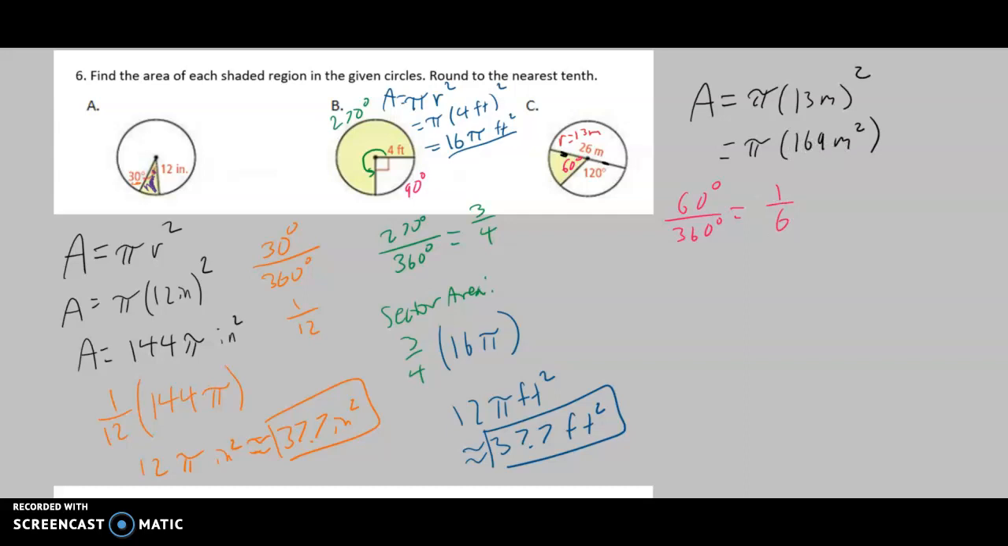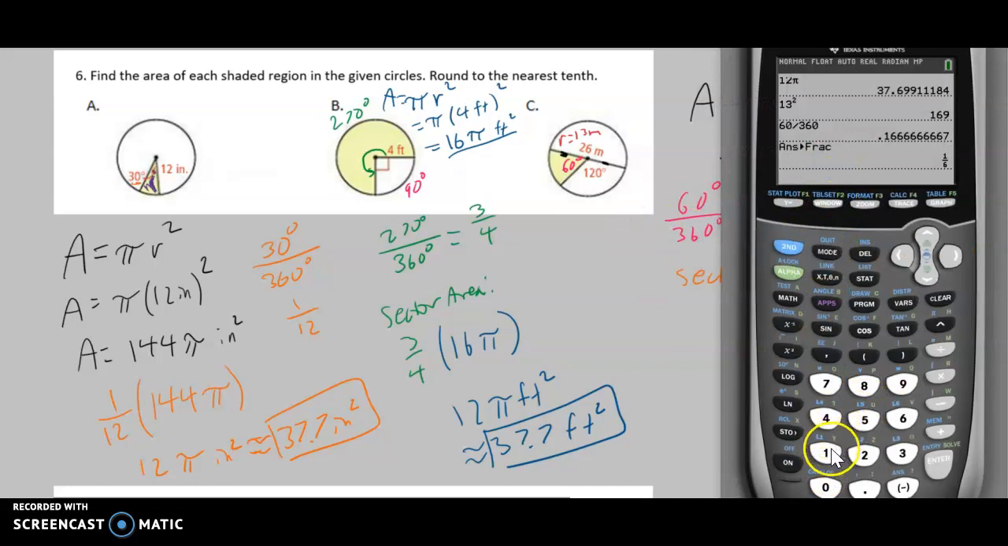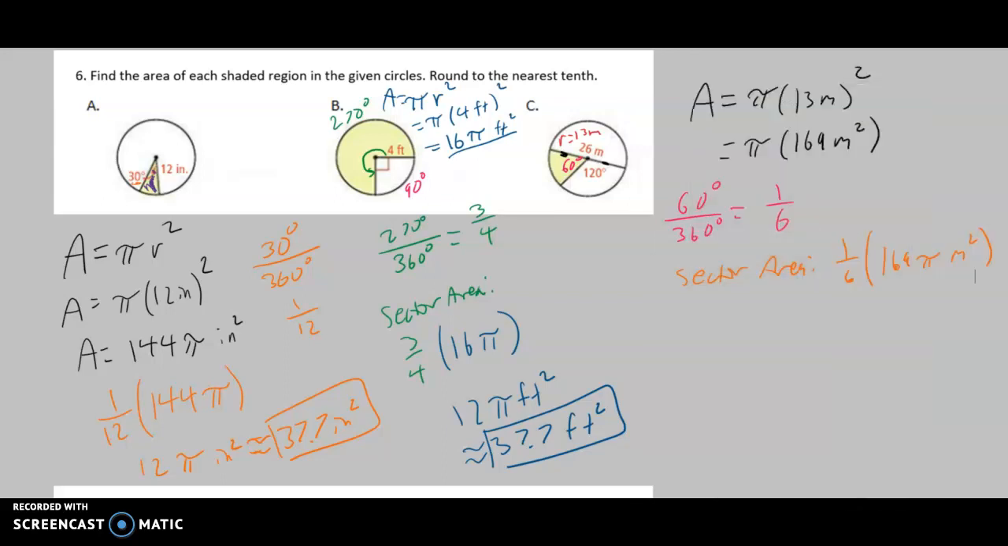So the area of the sector will be 1/6 times the area of the full circle, so 169 pi square meters. So the last piece here is just to figure out what that is. So if we do 169 divided by 6, yep, that's already going to give us an ugly decimal, so that's fine. So that's 169 divided by 6, but we also have to multiply by pi. Don't forget that. Sometimes people forget to multiply by pi. So that gives us 88.48, so we'll round that to the nearest tenth. So 88.5 square meters is the area of this shaded region of this circle right here.